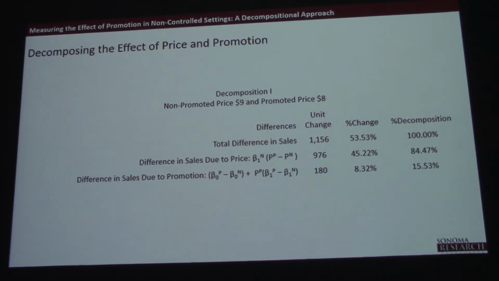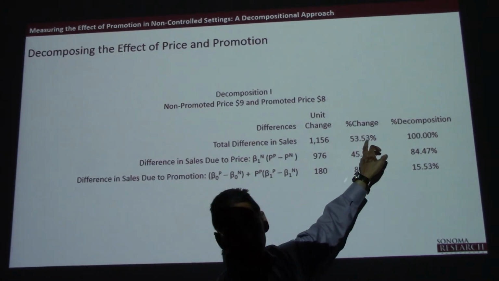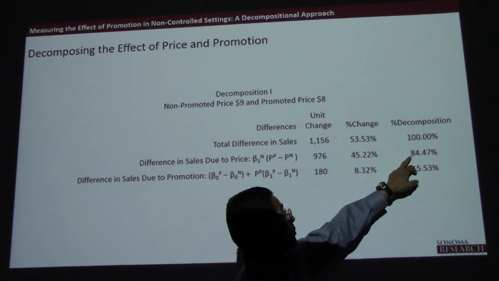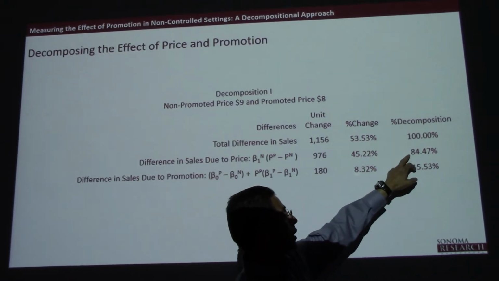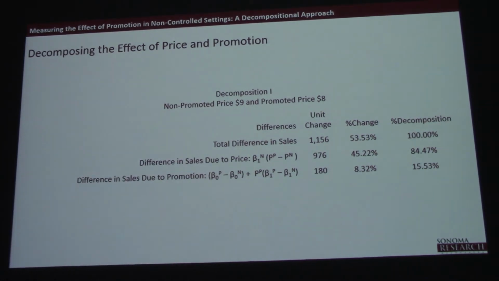So that was the promotional price was 8%? The effect due to promotion is 8%. That other percentage is telling us that, look, 84% of this promotional lift, 84% of this 53%, so 80% of that lift is due to price. Only 15% of that lift is due to promotion.